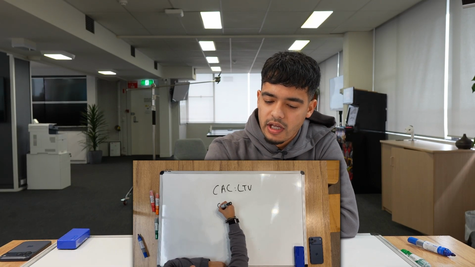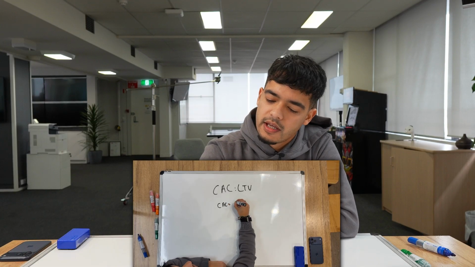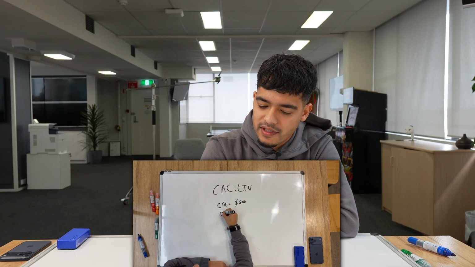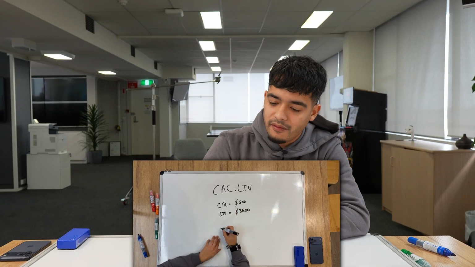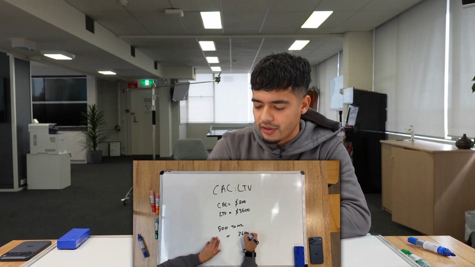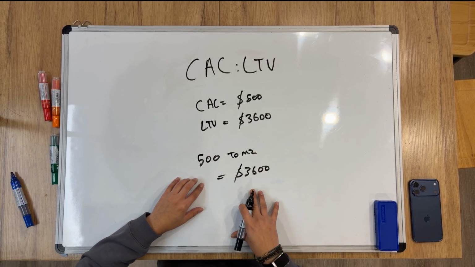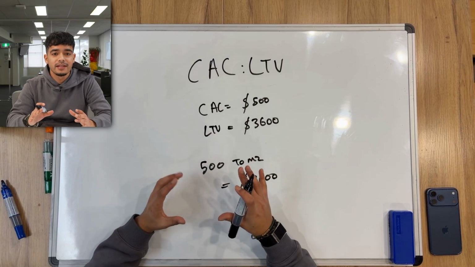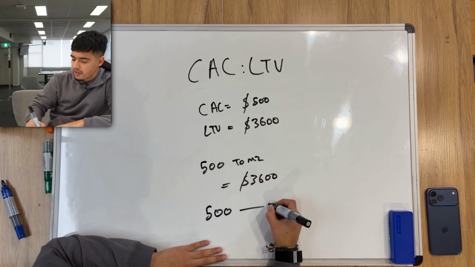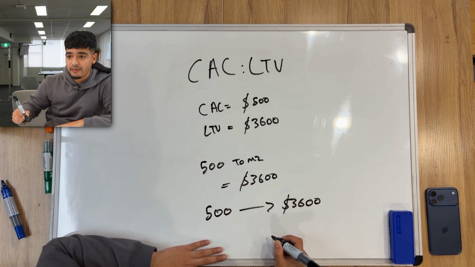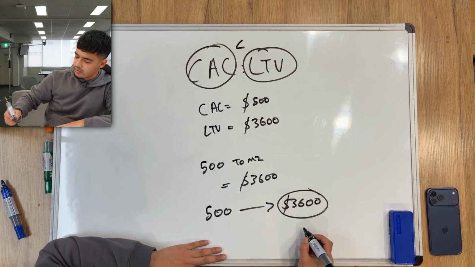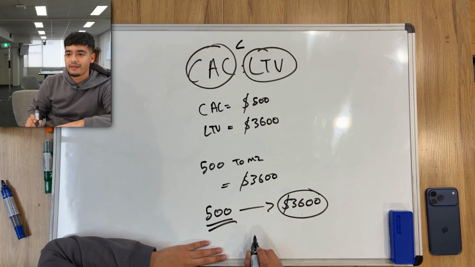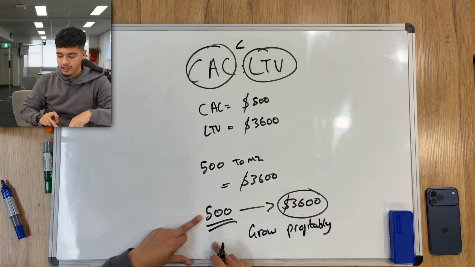So now let's do this exercise. Let's put CAC and LTV together. So it costs you $500 to get a paying customer whose lifetime value is $3,600 based on the previous examples. So that means if you spent $500 tomorrow, you are going to generate $3,600 in lifetime value of a new paying customer. The reason this is important is if $500 generates $3,600 in revenue, that means as long as your lifetime value is greater than your CAC, so as long as 3,600 is greater than 500, you can grow profitably. Let me give you guys an example.